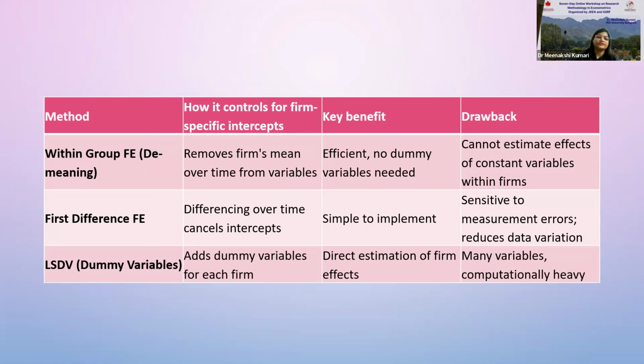If you see the first difference method, it is differentiating over time and it cancels the intercept. It is easy to implement, but it's very sensitive to measurement errors because it reduces data variation, right? And if we talk about LSDV, the dummy variable trick, it adds dummy variables for each firm. We can do the direct estimation of firm effects. And if we have many variables, then computationally it will be heavy.